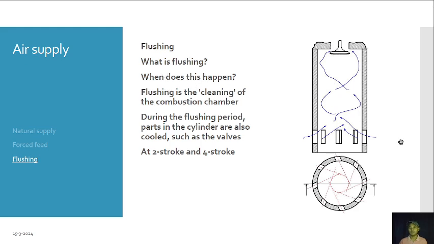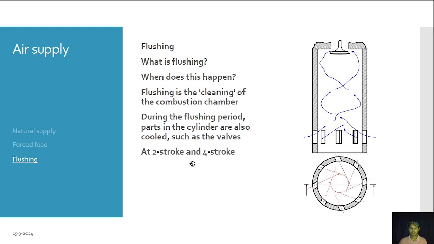This happens before the closing of the exhaust valve and during opening of the intake port for the fresh air. So flushing is the cleaning of the combustion chamber. During the flushing period, parts in the cylinder are also cooled. So these parts here are cooled, such as the valves. This is the exhaust valves, and the liner and the piston.